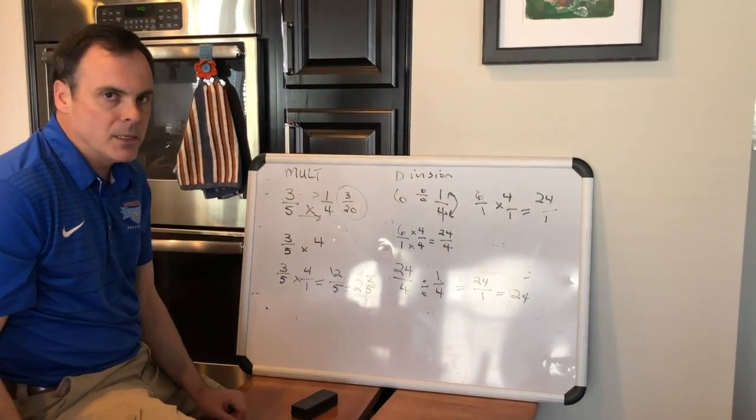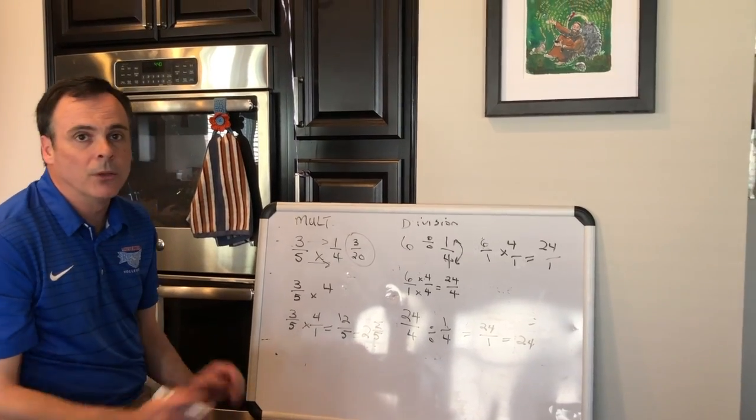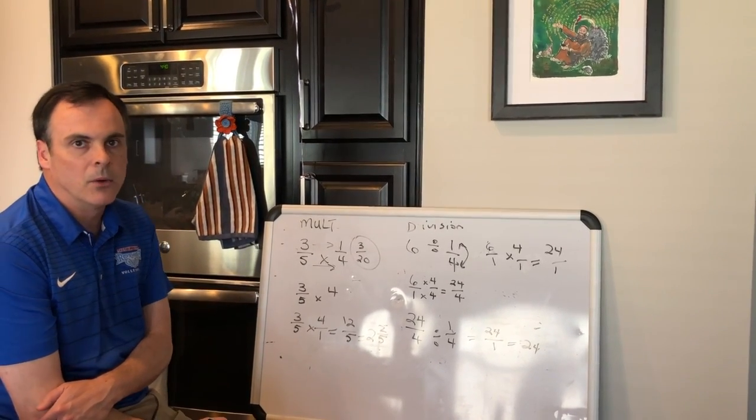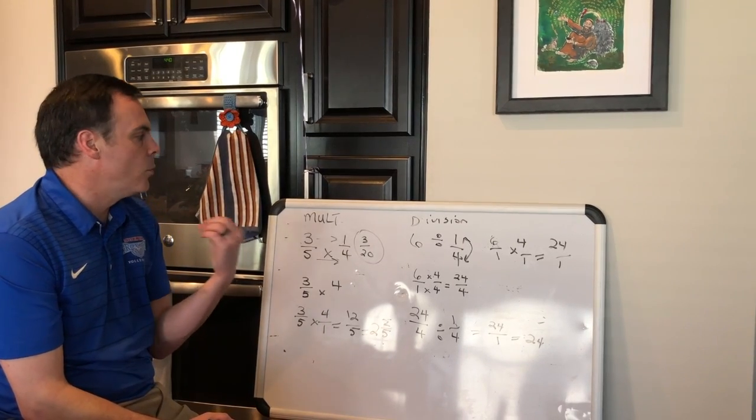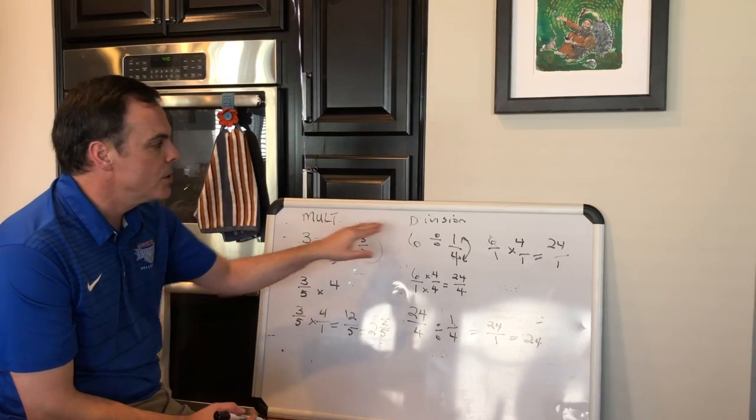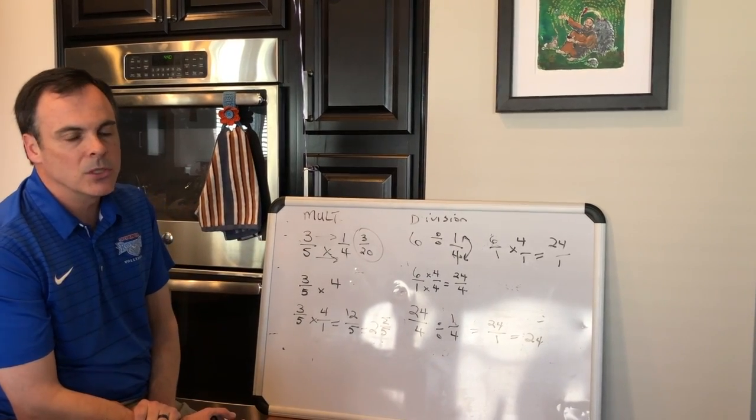You can use either of these methods to do the division, but what you'll need to do on page 262 is look at the story problems, and make a decision whether you are multiplying fractions or whether you are dividing fractions, and we'll talk about that tomorrow.